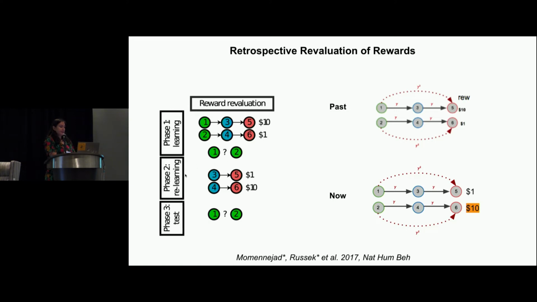And then in the second phase, I'm not showing you 1 or 2. 3 to 5 and 4 to 6. As you can see, nothing in the structures has changed, but the rewards have changed. Just to see if you're awake. When I put you back in 1 versus 2, in this case, would you prefer 1 or 2 in phase 3? 2, yes, thank you, the one person in the back.